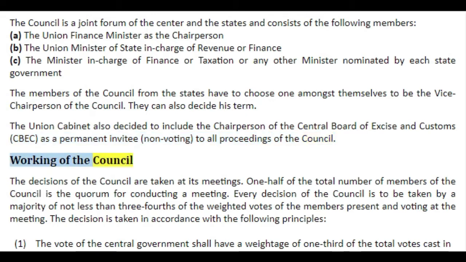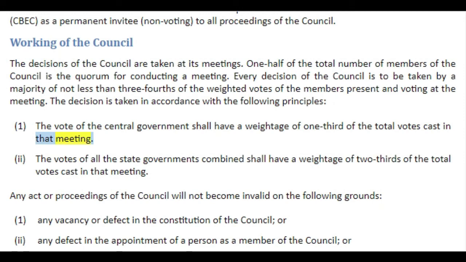Working of the Council. The decisions of the Council are taken at its meetings. 1/2 of the total number of members of the Council is a quorum for conducting a meeting. Every decision of the Council is to be taken by a majority of not less than 3/4 of the weighted votes of the members present and voting at the meeting. The decision is taken in accordance with the following principles. 1. The vote of the central government shall have a weightage of 1/3 of the total votes cast in that meeting. 2. The votes of all the state governments combined shall have a weightage of 2/3 of the total votes cast in that meeting.